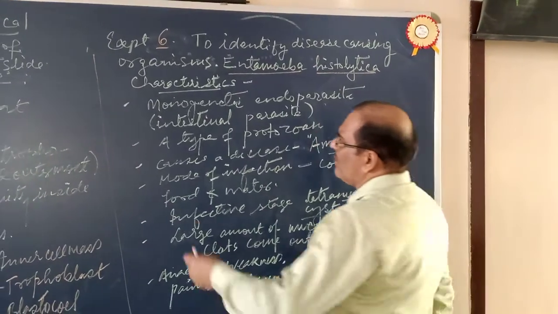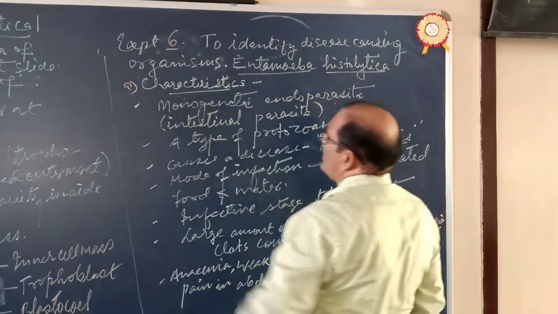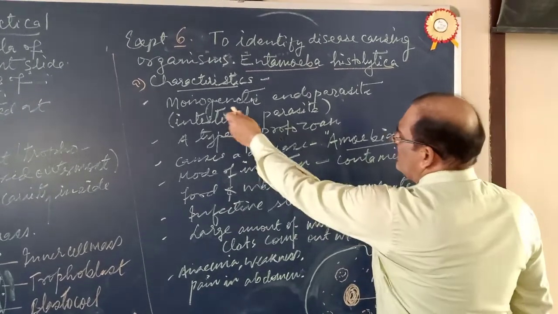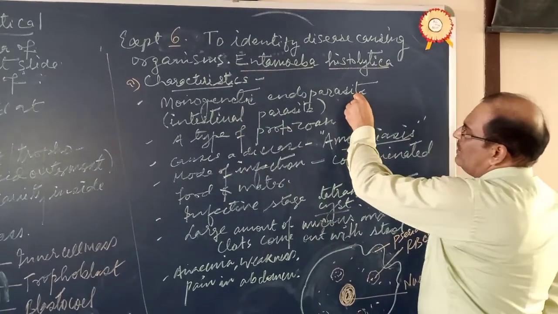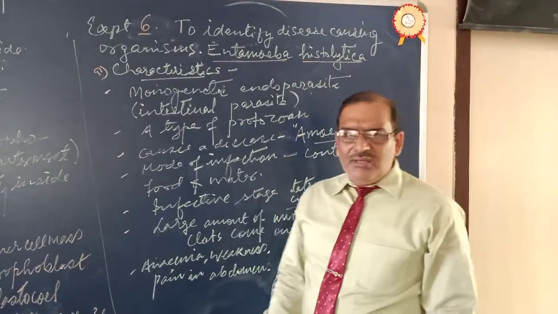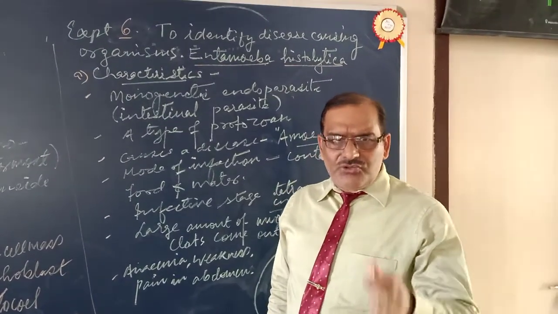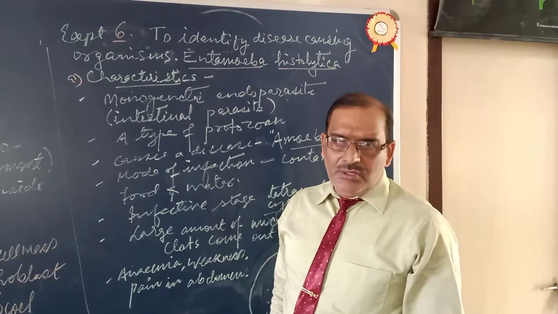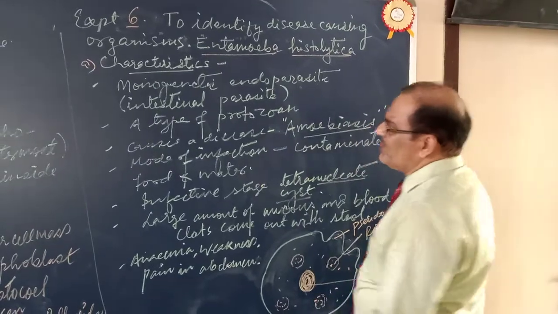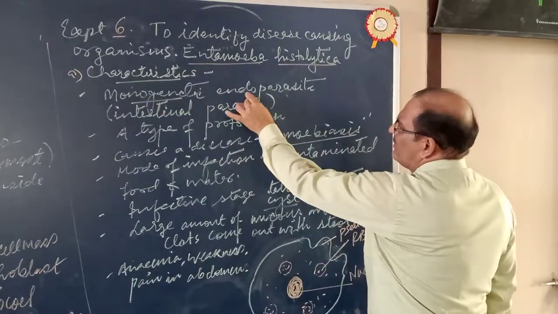You may write here A, A for Entamoeba histolytica. This is a kind of monogenetic endoparasite. Monogenetic means its life cycle completes in one host only. Man is the only host. It does not require an alternate host. It is a monogenetic parasite and endoparasite.